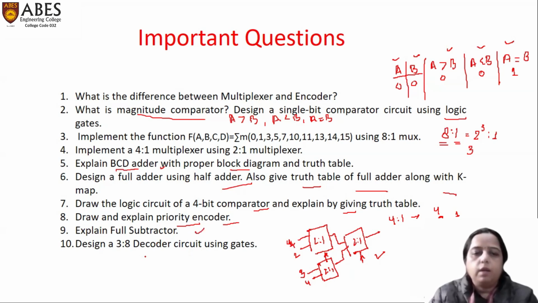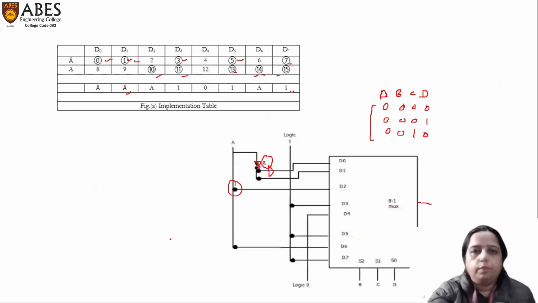And the last one, that is the 10th question, is design a 3:8 decoder circuit using gates. This also we have already discussed, what a decoder circuit is and how we can design a 3:8 decoder. So these are some of the important questions which can come in your examination from Unit 2.